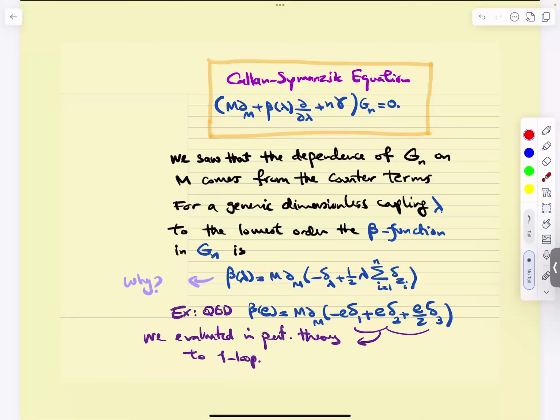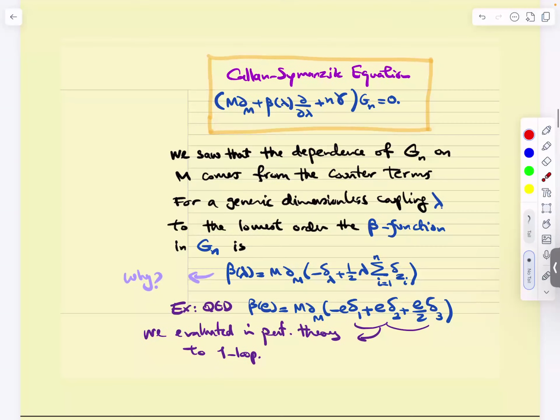Any questions? QED doesn't exist. As an EFT, it exists, as an effective field theory, but not as a UV complete sensible theory, even up to physicist standards. All right. Questions? Pure QED, right? Massless pure QED. Sorry, I should call it pure massless QED. Any questions?